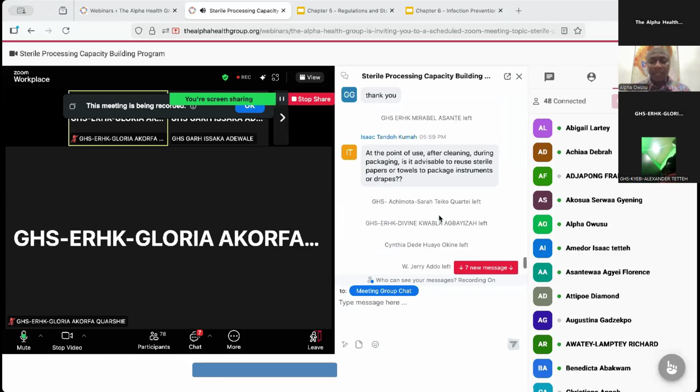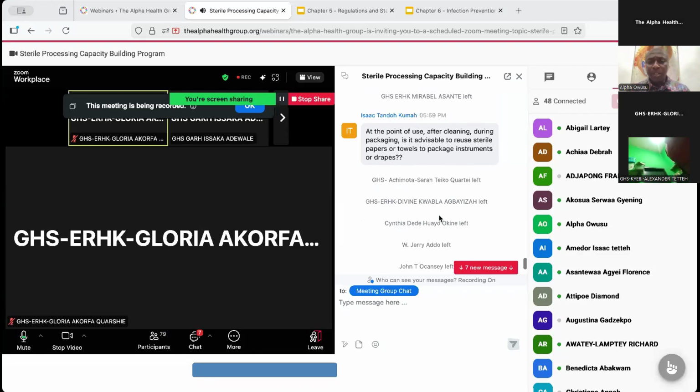Okay, all right. At point of use after cleaning, during packaging, is it advisable to reuse sterile paper? No, no. You cannot reuse sterile paper, because no sterile paper is reusable. Those are disposables. We are going to go to non-woven wraps. So you cannot use towels.